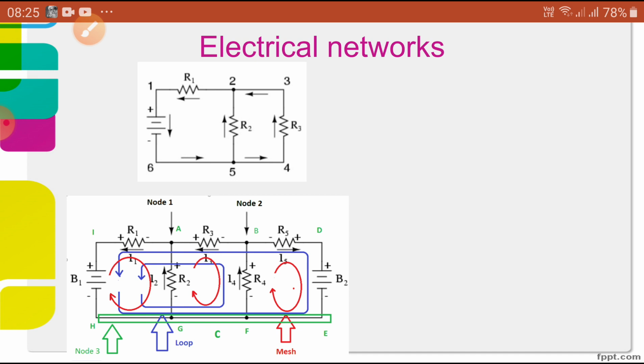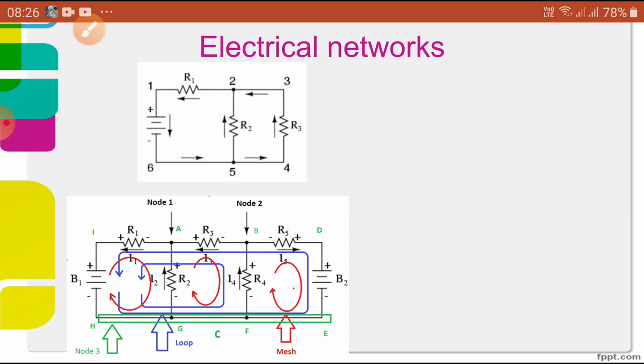As you know, in Kirchhoff's law, the algebraic sum of currents entering a node is equal to the algebraic sum of currents leaving that node. Sigma I is equal to 0 at a node. At the same time, Kirchhoff's voltage law states that in a closed loop, the sum of voltage sources is equal to the sum of the drops in that loop.